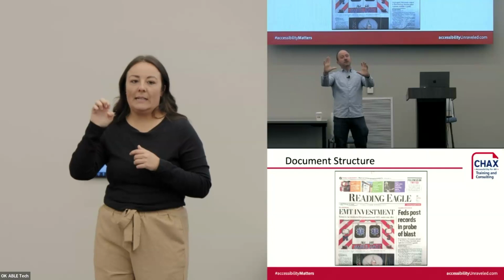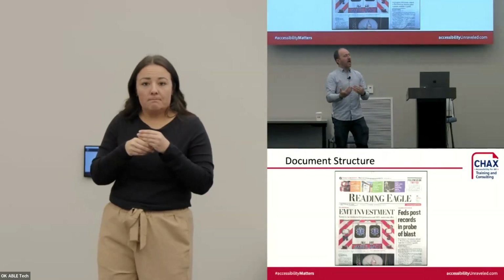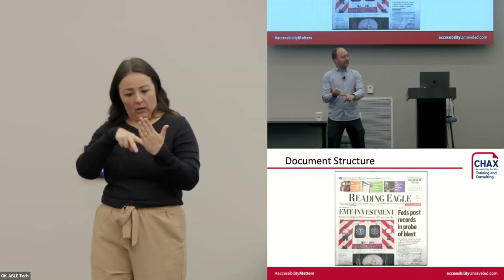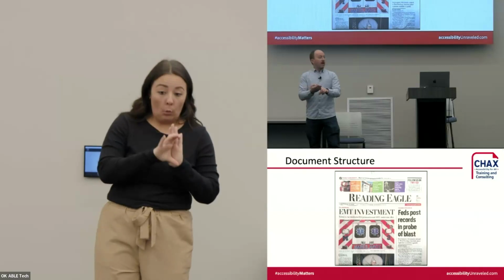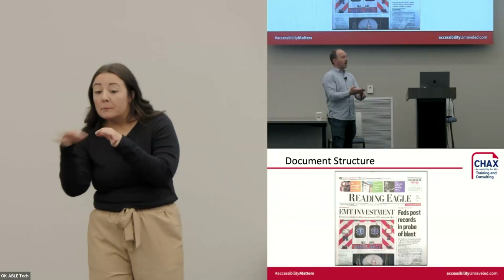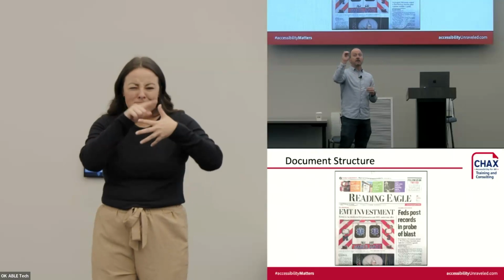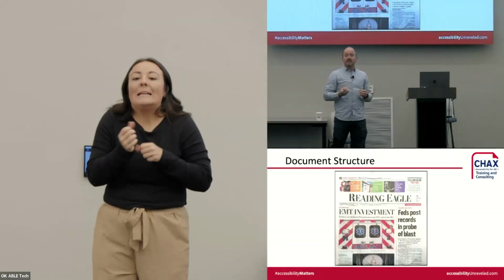But when we add structure to the document, now all of a sudden, I have a method of processing that information. I have headings, I have photos, I have captions, I might have lists. All of those things collectively make it a lot easier for me to process that information as a sighted user.